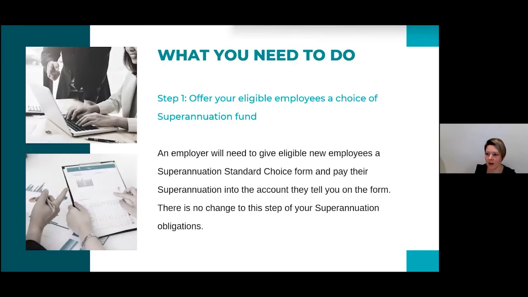So what are the employer's obligations? Well, the first step is to offer your eligible employees a choice of superannuation fund form. So an employer will need to give eligible new employees a superannuation standard choice form and pay their super into the account they tell you on the form. This is no change to your normal superannuation obligations.